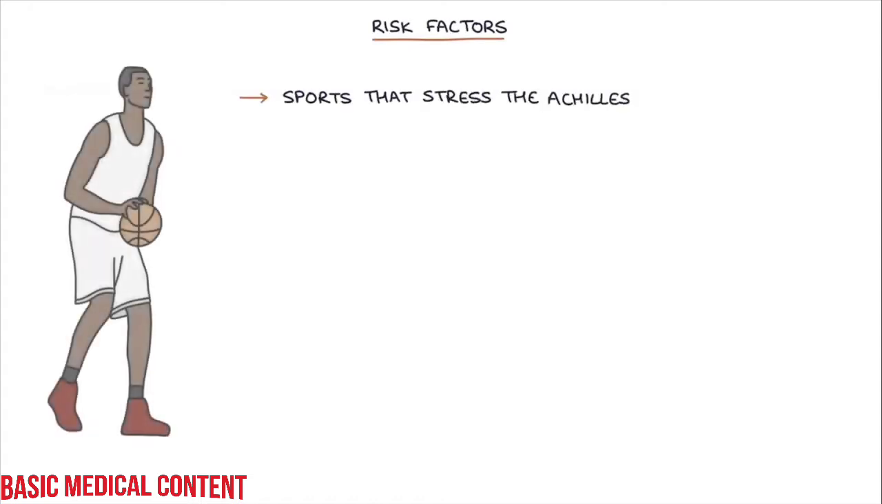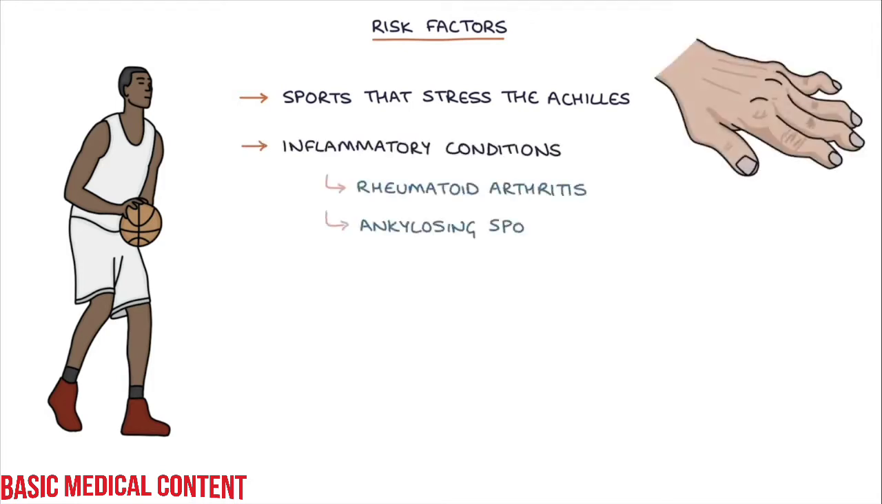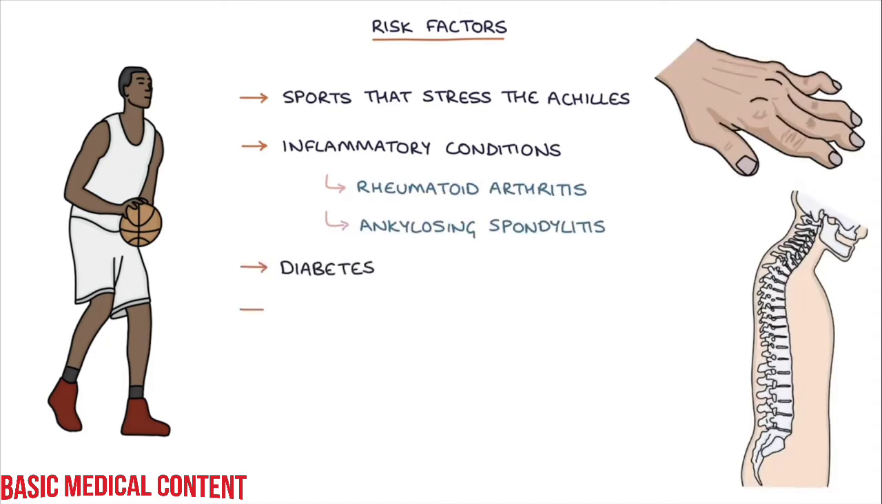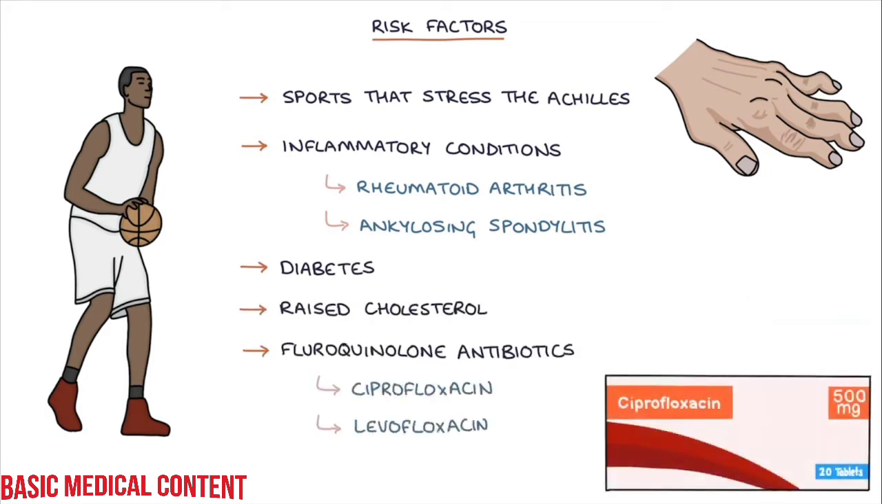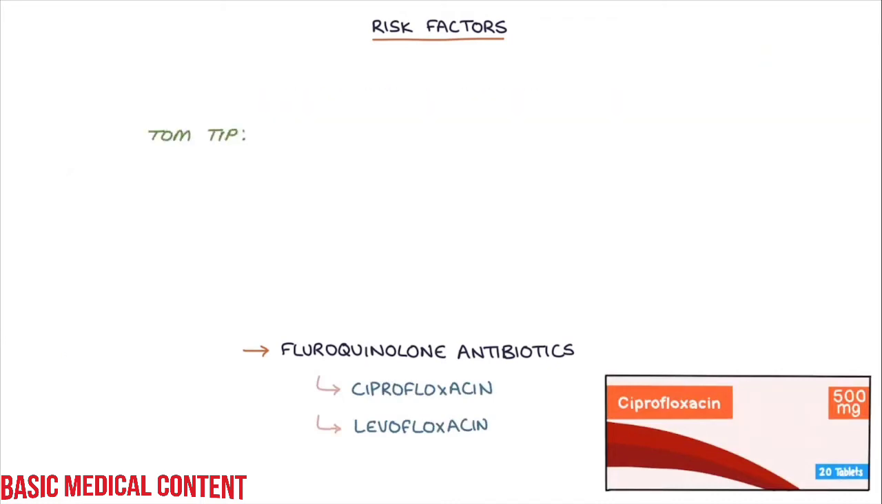Let's talk about the risk factors. A big risk factor is sports that stress the Achilles tendon, for example, basketball, tennis, or track athletics. Other risk factors are inflammatory conditions, for example, rheumatoid arthritis and ankylosing spondylitis, diabetes, raised cholesterol, and fluoroquinolone antibiotics, for example, ciprofloxacin and levofloxacin. A Tom tip for you, it's worth remembering the association between fluoroquinolone antibiotics and Achilles tendinopathy. This is a common exam question.